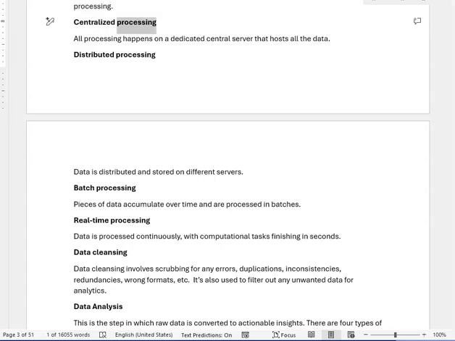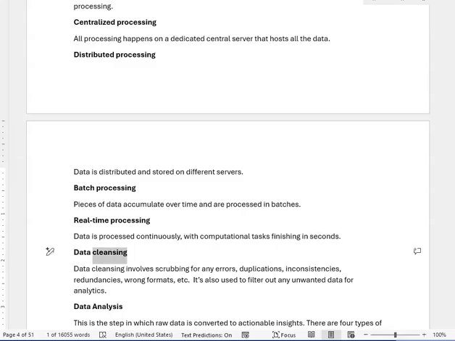Centralized processing. All processing happens on a dedicated central server that hosts all the data. Distributed processing. Data is distributed and stored on different servers. Batch processing. Pieces of data accumulate over time and are processed in batches. Real-time processing. Data is processed continuously, with computational tasks finishing in seconds.